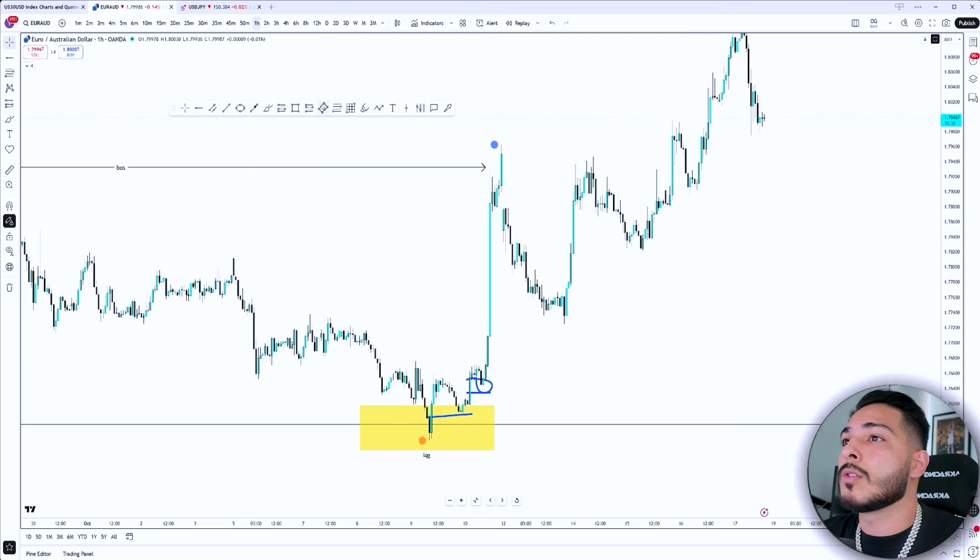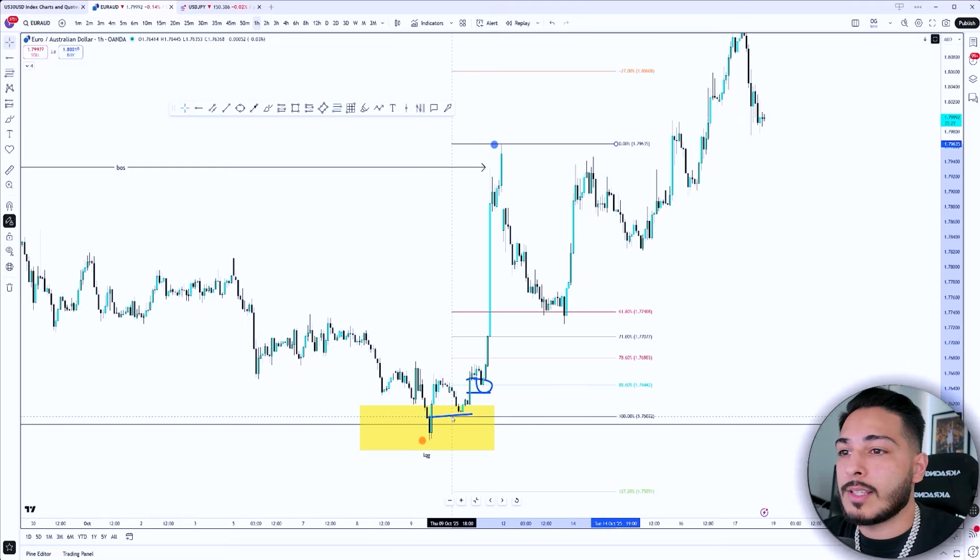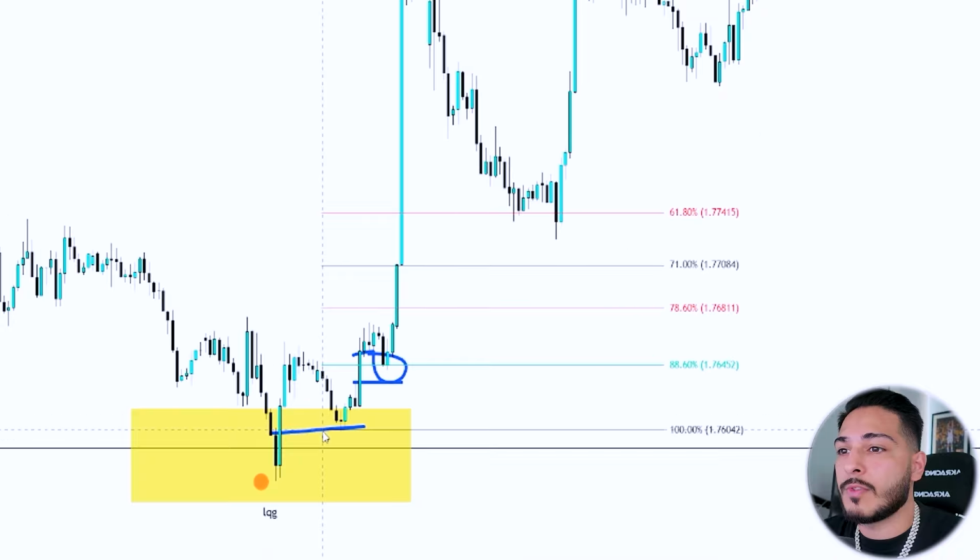So what did I do? I simply took my fib from the relative low to the new high. And it was actually not this low. It was this low right here. So I took my fib from this low. Let me clean this up for you guys a little bit.